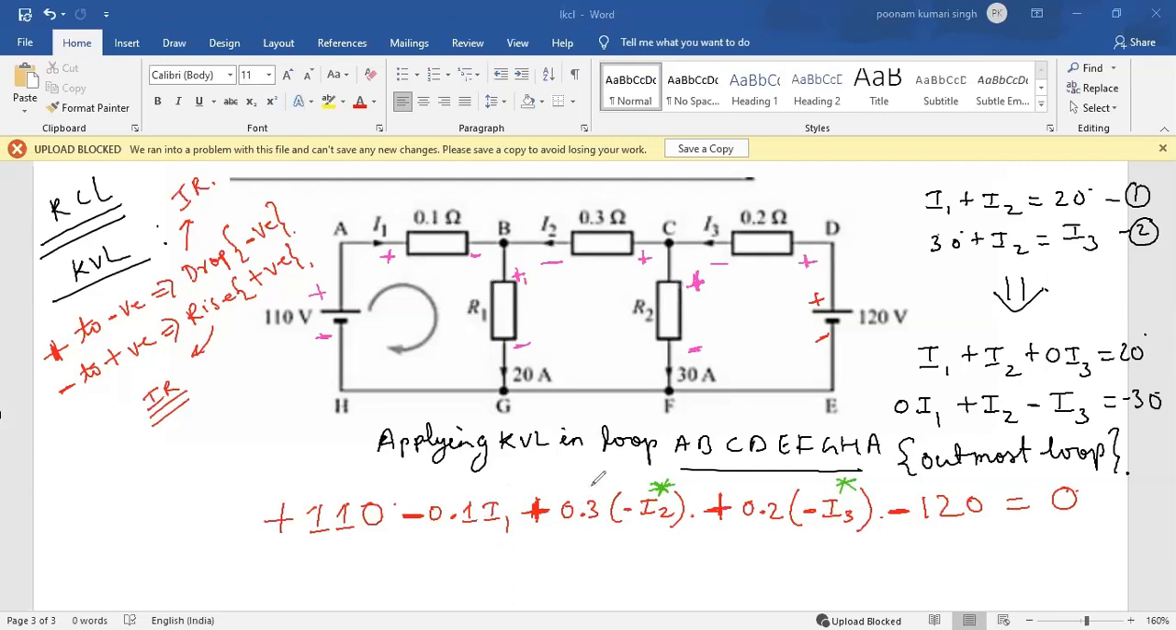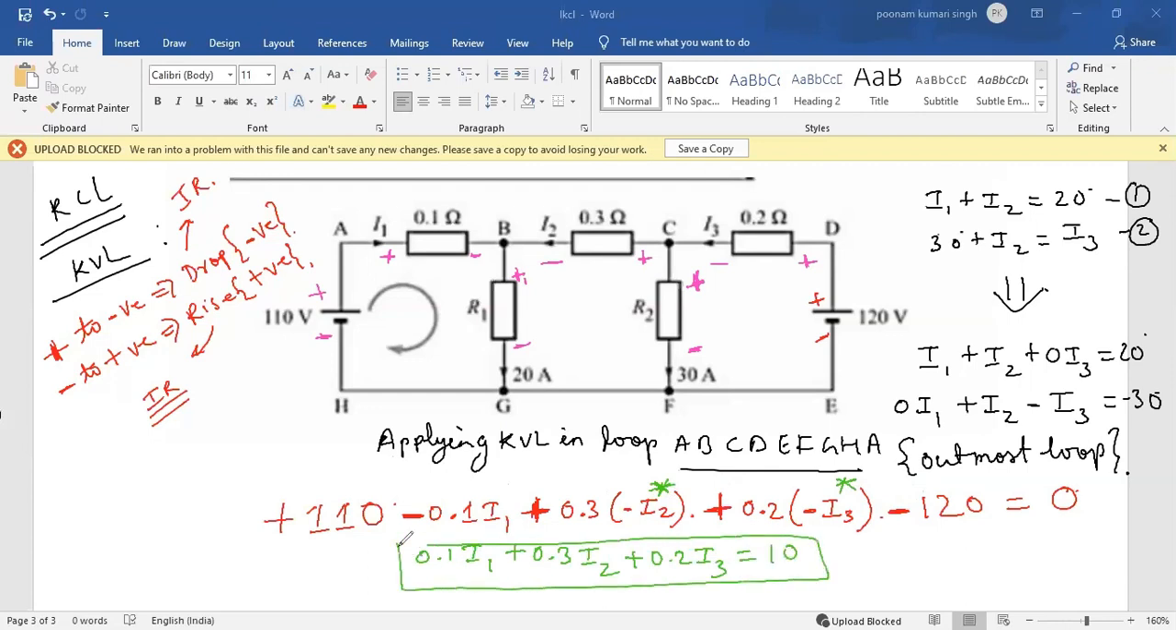So you can see all places I have minus, and this is also 120 and 110: minus 120 plus 110 is minus 10. So this equation will be 0.1 I1 plus 0.3 I2 plus 0.2 I3 minus 10 equal to 0, so 0.1 I1 plus 0.3 I2 plus 0.2 I3 equal to 10. So this is my third equation. Is it fine, students, now?